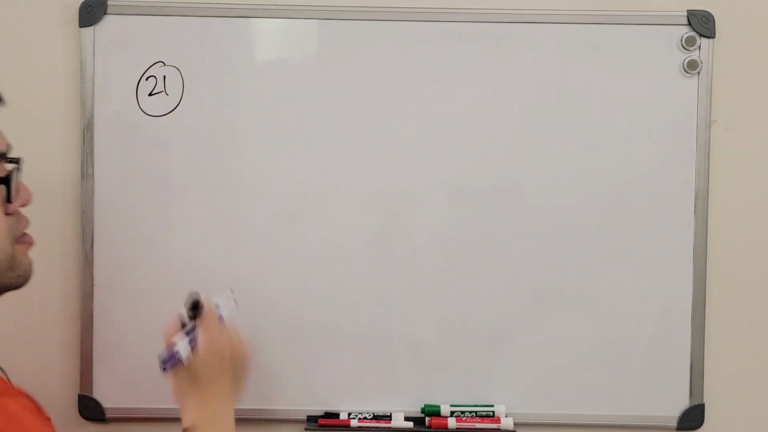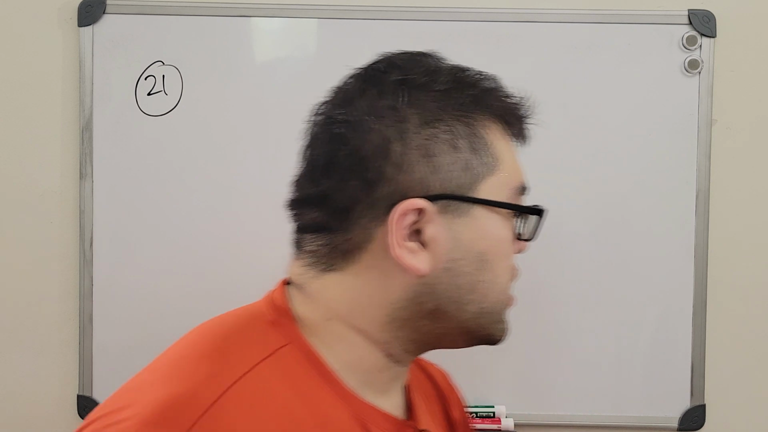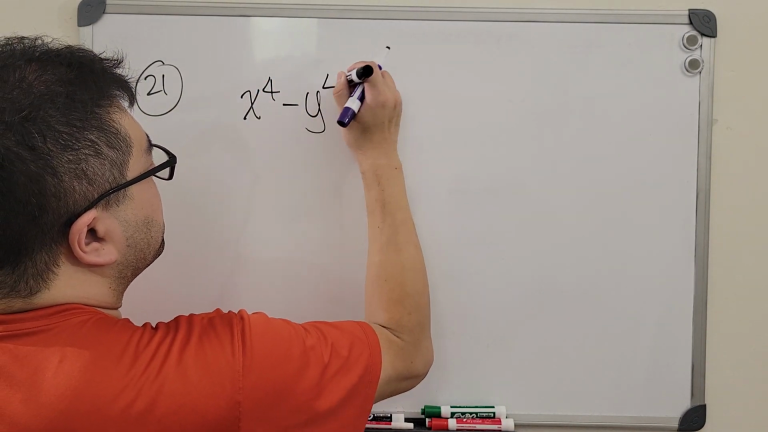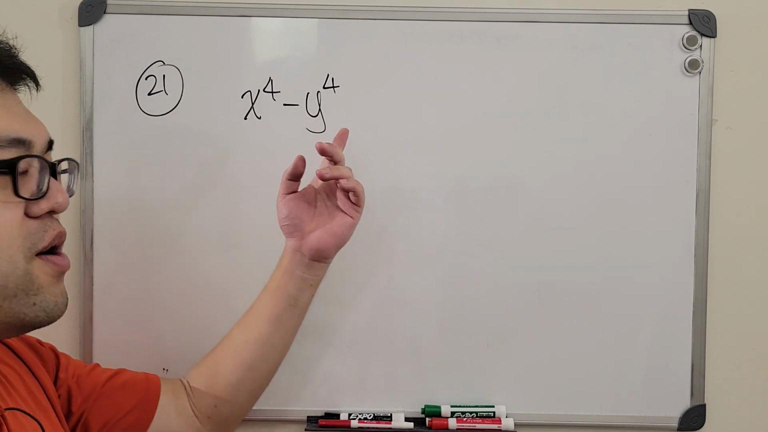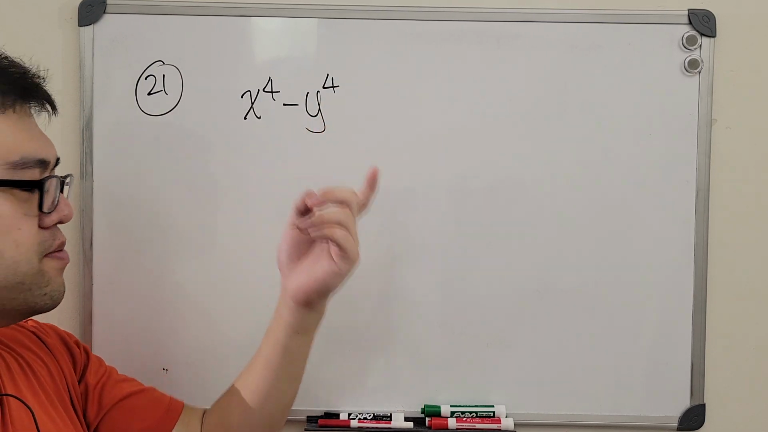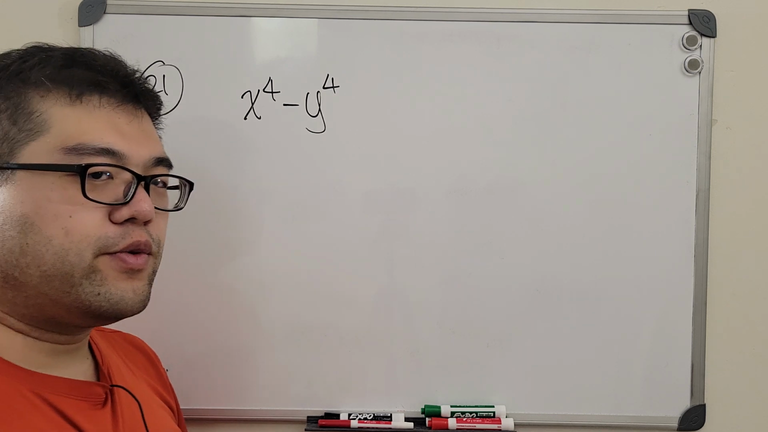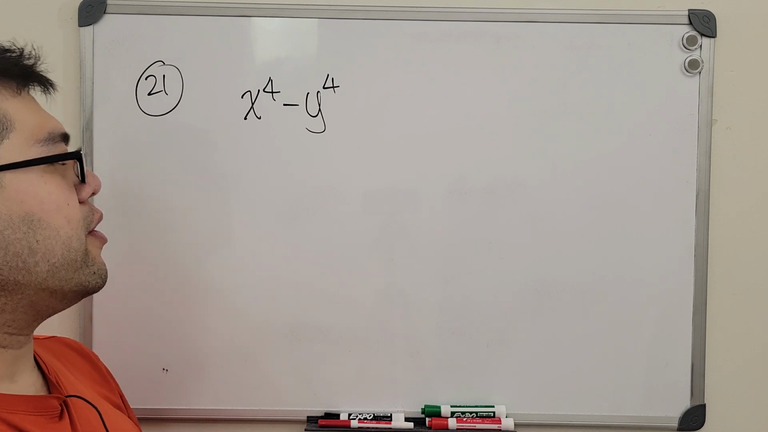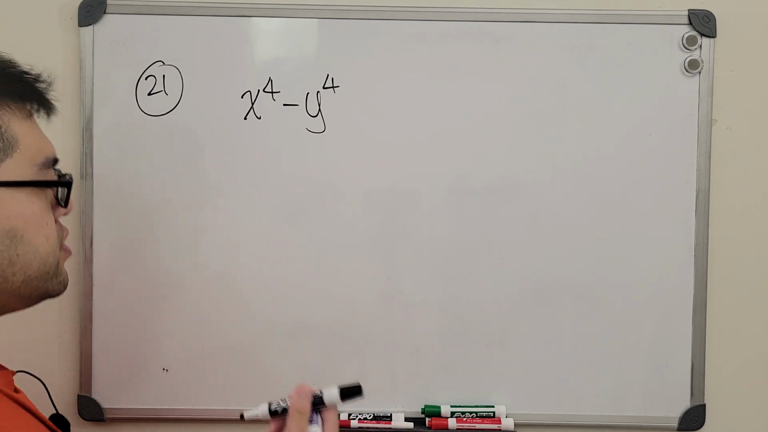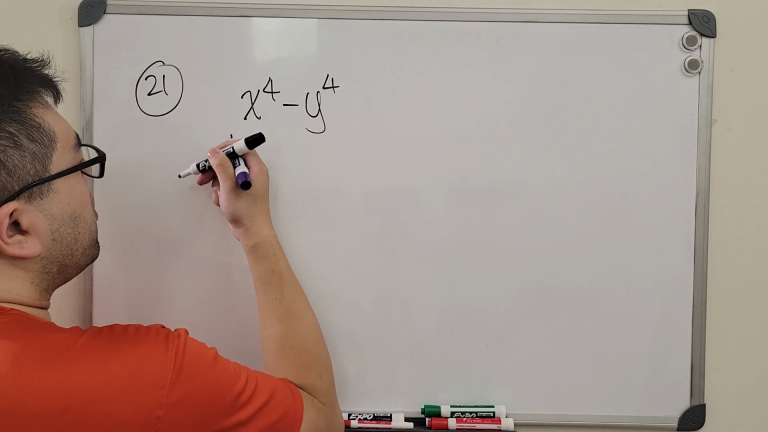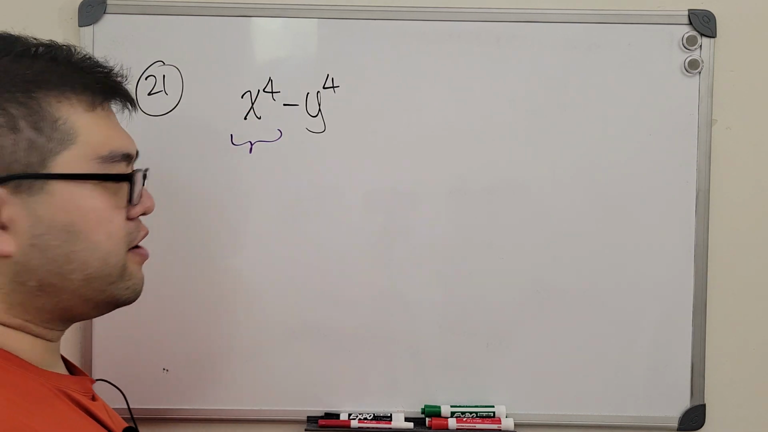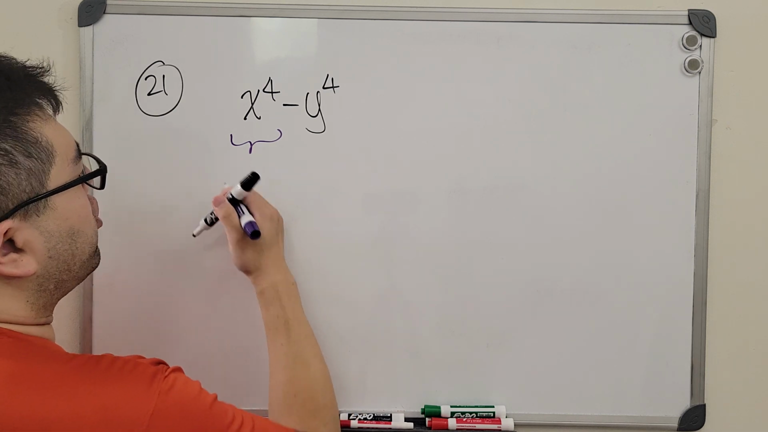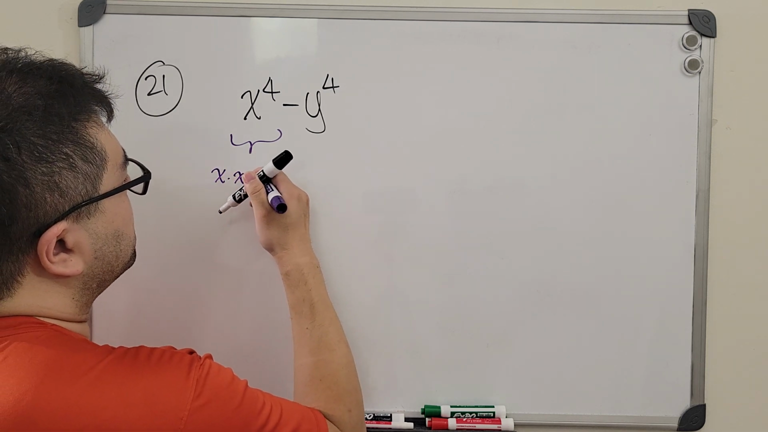So, next problem. Let's see. We have something that is a little bit tricky. This time we have a fourth power. Actually, we have a fourth power for both terms. But in our formula, we only have the second power for both terms. We have a squared minus b squared, or a to the second power minus b to the second power. So what should we do? Well, when we have a fourth power, what it really means is that we have 4 copies multiplying together.